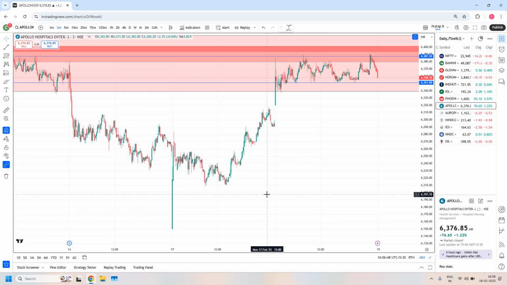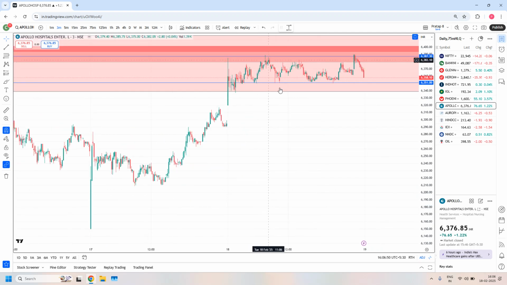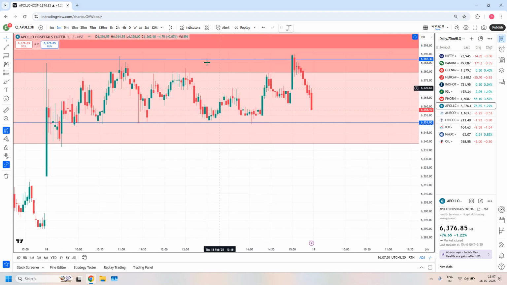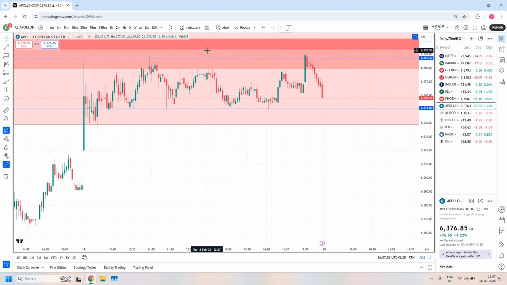And today again prices entered into this area. They went very close, almost close to this fine-tuned area. Again one more time it came. This is almost at the closing hours of the market. So what I did, I added the entry buffer, 0.1% maximum. You can give even less also.